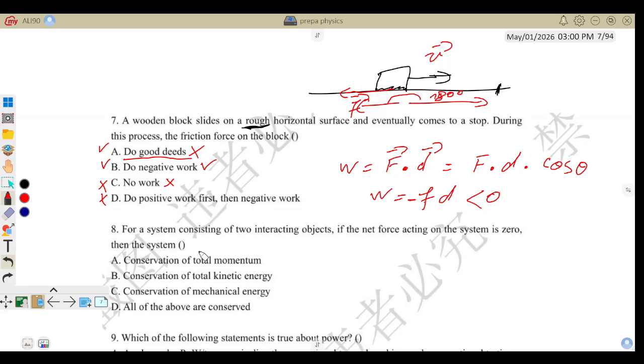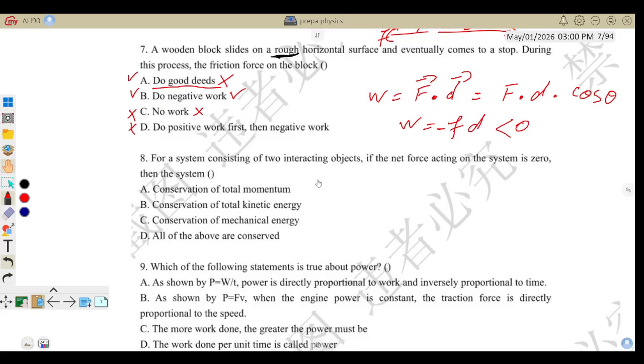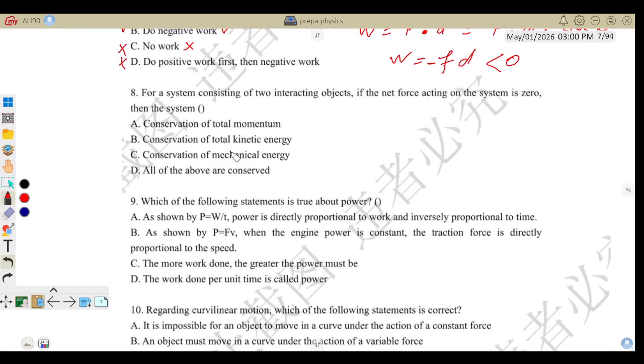Okay, so for the next one here, we have question 8. It says for a system consisting of two interacting objects, if the net force acting on the system is 0, then the system: A, conservation of total momentum; B, conservation of total kinetic energy; C, conservation of mechanical energy; D, all of the above are conserved.